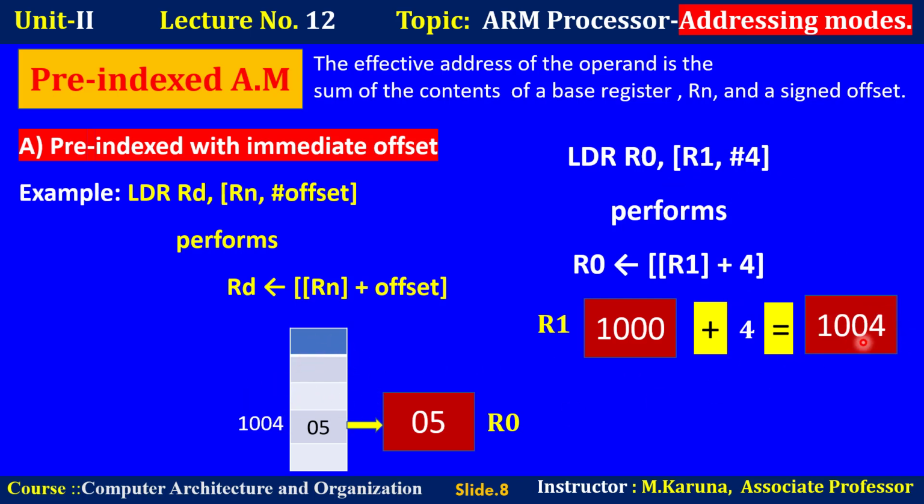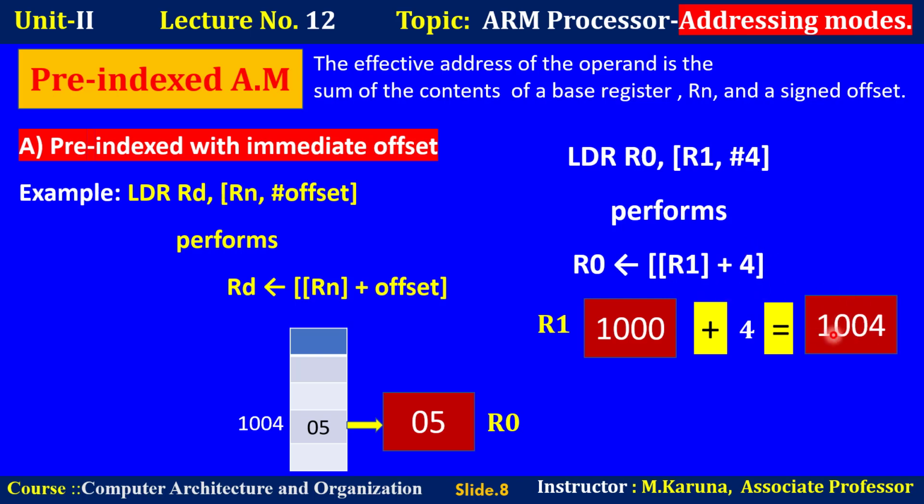Okay, or we can say that the address is sent by the processor through address lines to the memory locations. So these are the sequence of memory locations. At 1004, the available data is 05. Again, the brackets are closed, which indicates the data at that memory location.